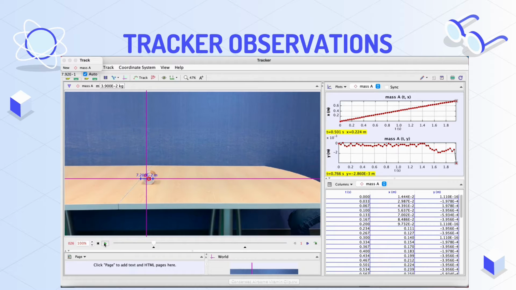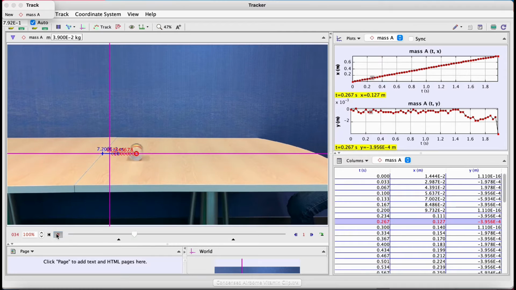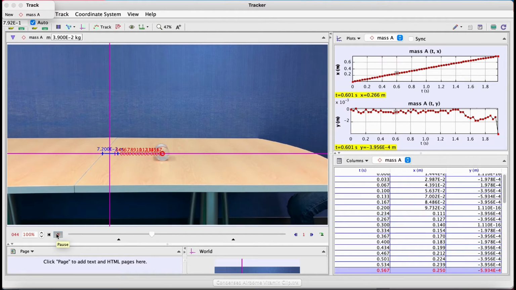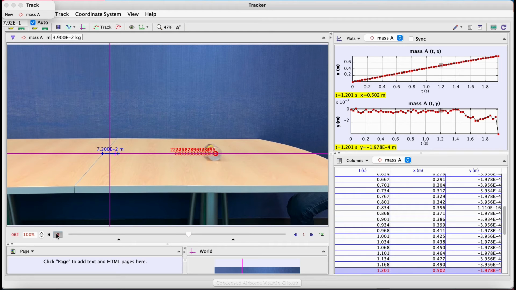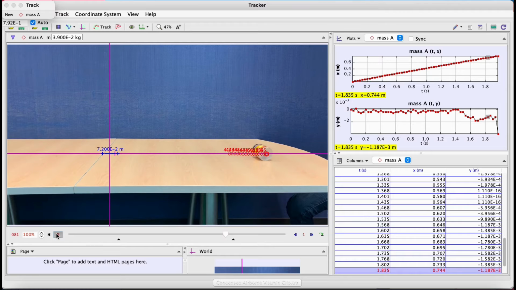I observed the motion of a vitamin bottle rolling across a table at a constant speed. As you watch the video, you will see several red diamonds along the object's center of mass as it rolls across the table. These red diamonds track the object's position along certain time intervals as the time approaches 2 seconds.